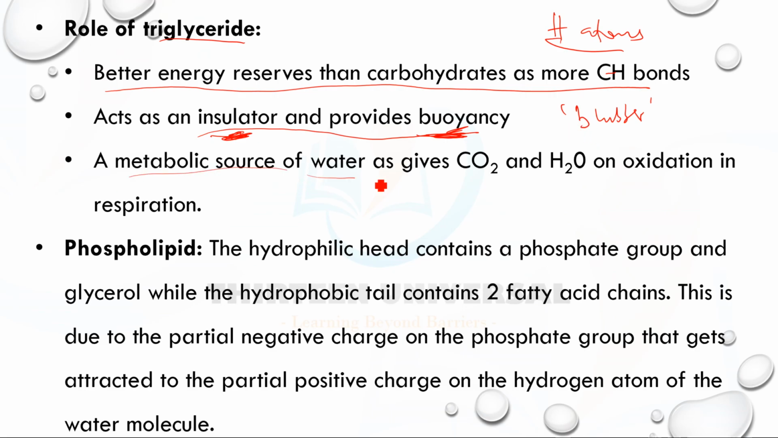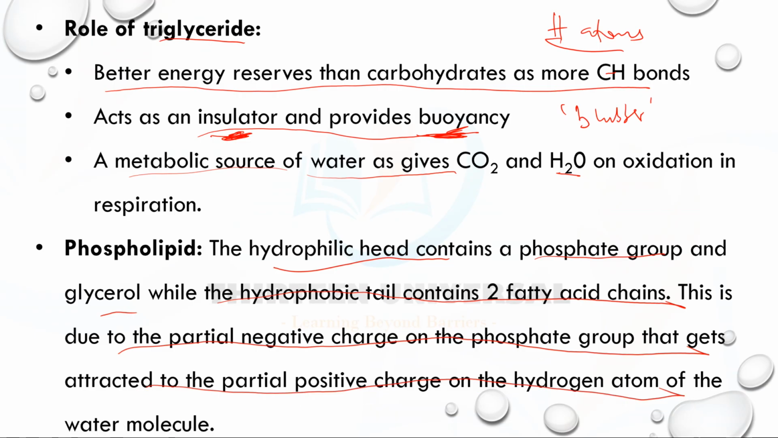Now, they are also a metabolic source of water, right? Now phospholipid molecules. The difference between phospholipid and triglyceride is that it has a hydrophilic head and a hydrophobic tail, right? It has a phosphate group. It has two fatty acids, which make up the hydrophobic tail. The hydrophilic head is due to the partial negative charge on the phosphate group that gets attracted to the partial positive charge in water.